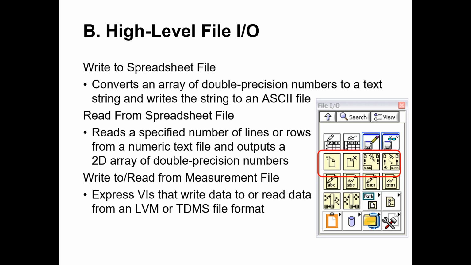Now these high-level file input-output VIs are four types: write to spreadsheet file, read from spreadsheet file, write to or read from measurement file. In write to spreadsheet file, you convert a 2D array of numeric data to a text string and then write to a file. In read from spreadsheet file, you read a specified number of rows and columns from the file and then convert it into 2D double precision numbers. In write to or read from measurement file, you use these VIs when you want to log your data or acquire them from LVM or TDMS file formats.